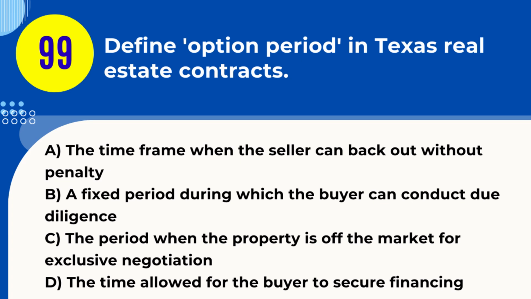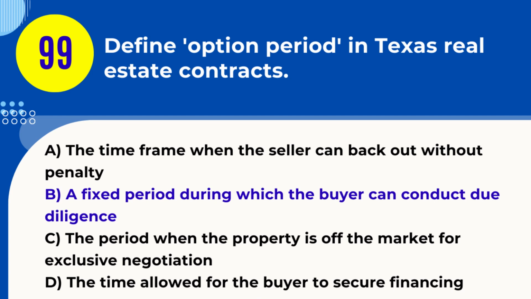A. The time frame when the seller can back out without penalty. B. A fixed period during which the buyer can conduct due diligence. C. The period when the property is off the market for exclusive negotiation. D. The time allowed for the buyer to secure financing. Answer. B. A fixed period during which the buyer can conduct due diligence.